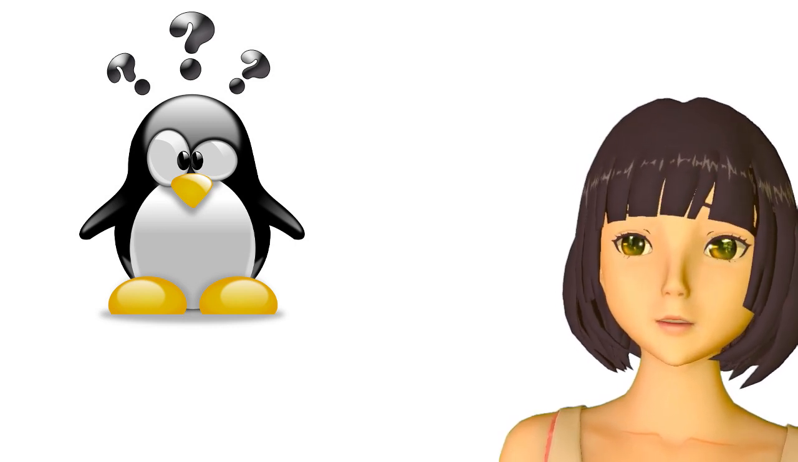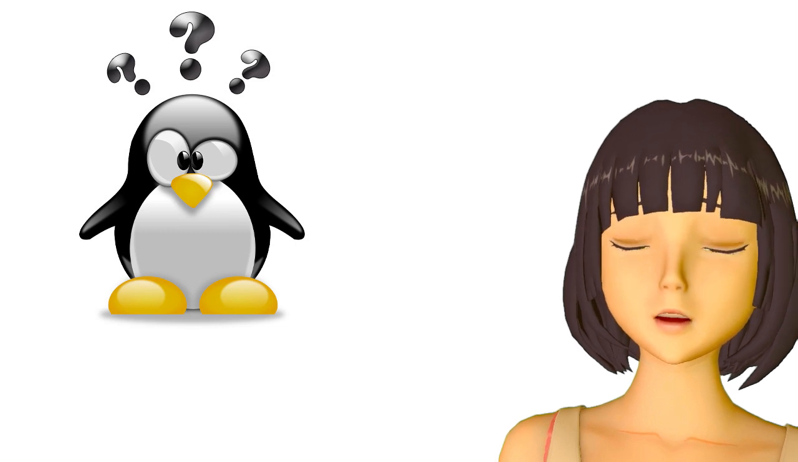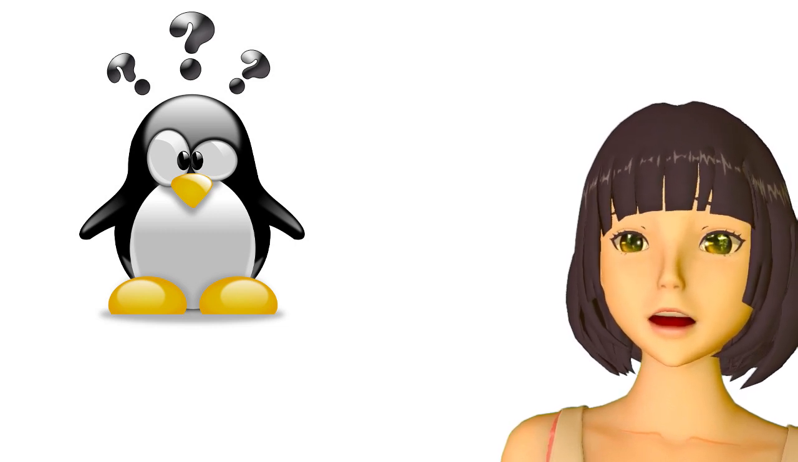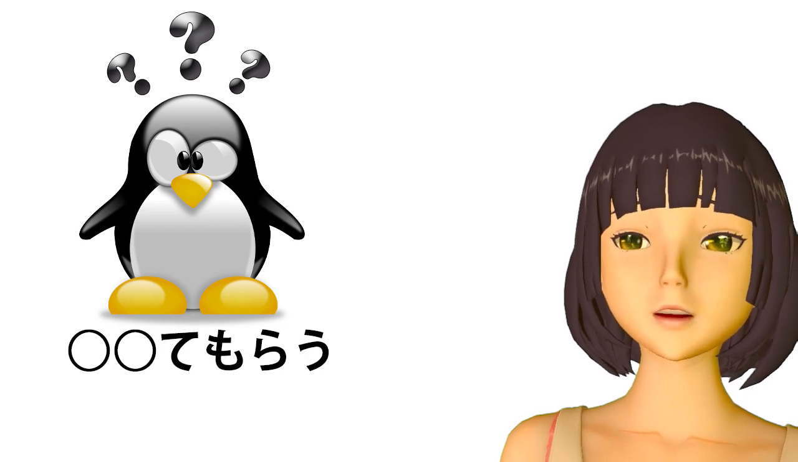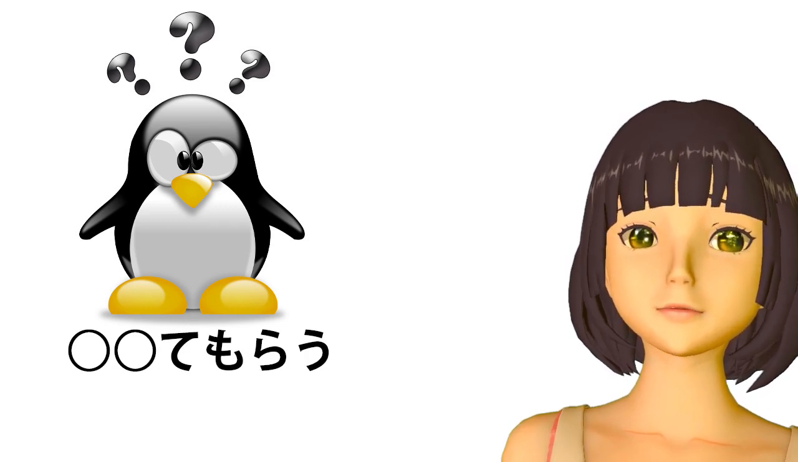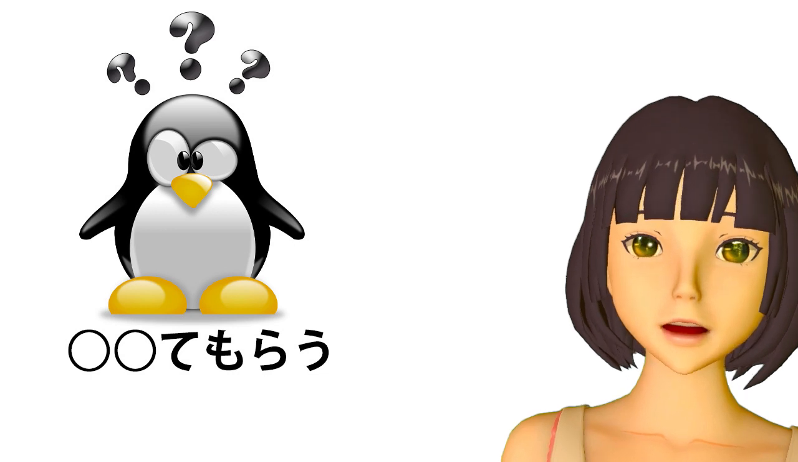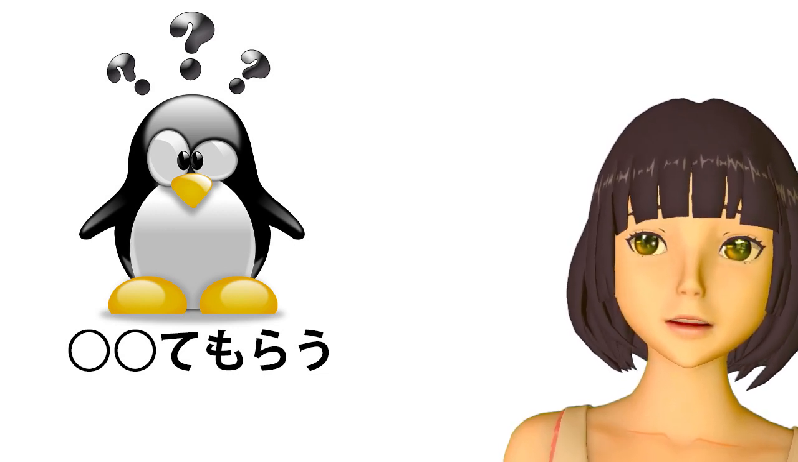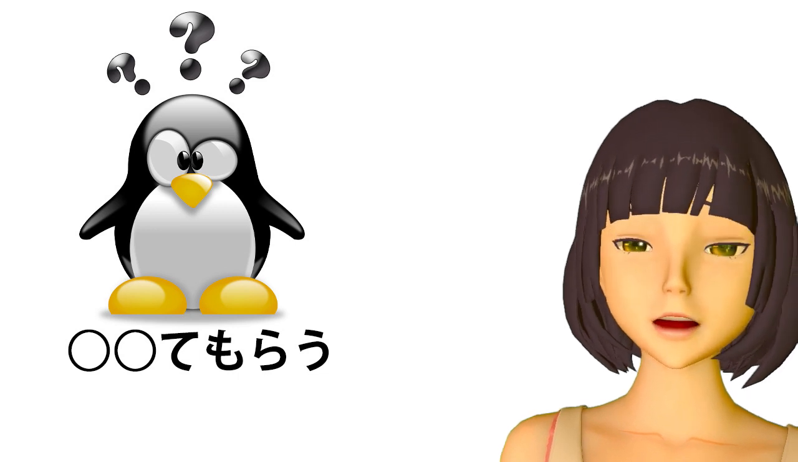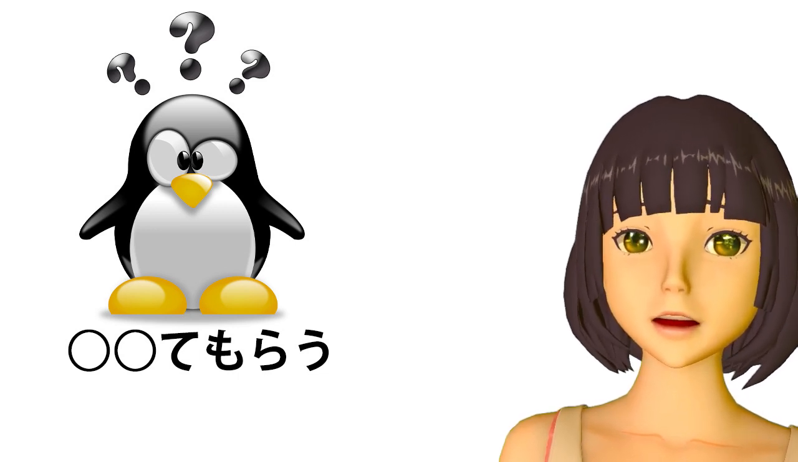Last week we talked about the use of morau with the te form, so nani nani te morau, which also causes a lot of confusion and seems very unintuitive to the foreign speaker of Japanese, though once we understand how it's really structured, it's actually highly intuitive.